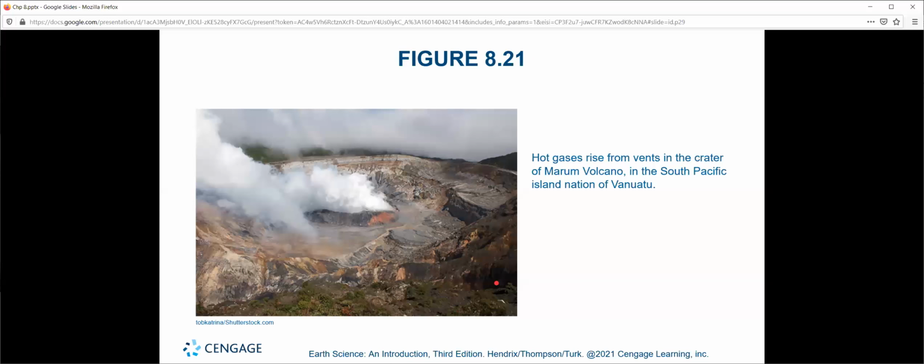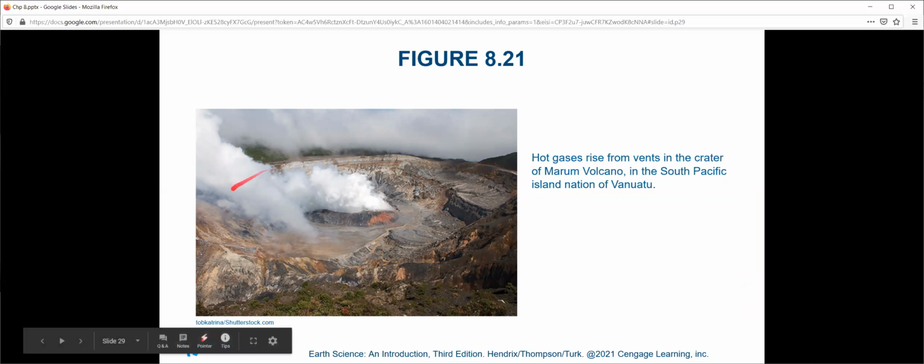Here we have some hot gases rising from vents in the crater of the Maroon volcano on the island nation of Vanuatu. I'm sorry about the mispronunciation. Why do we call this a crater volcano? Well, because it's a crater. That's kind of the extent of it, right?